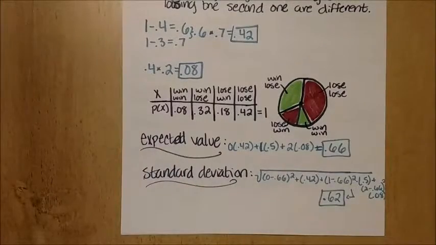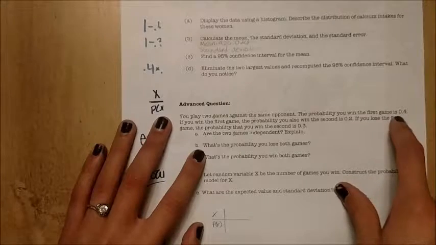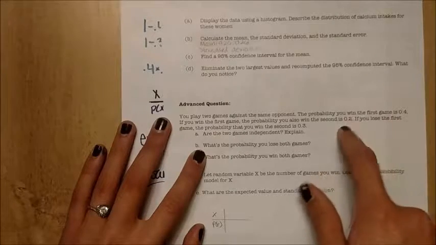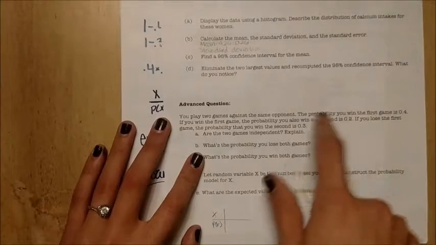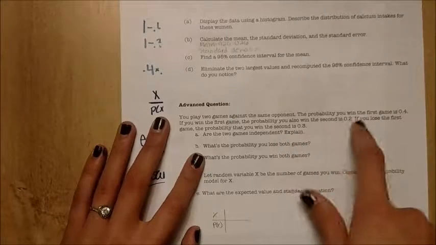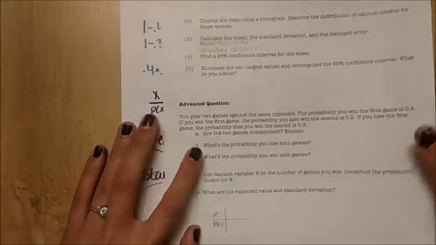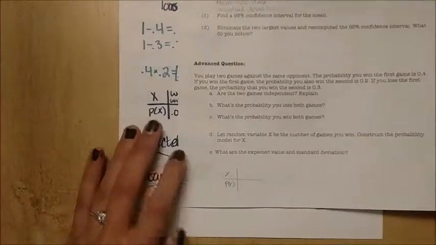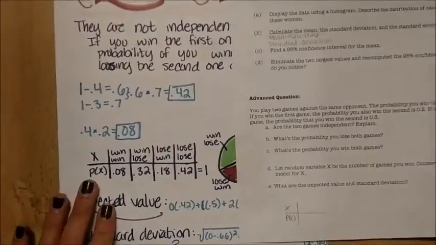So on here it says if you win the first game and then you also win the second, it's 0.2, but if you lose the first game and then you win the second, it's 0.3. So those 2 change, which makes it very dependent on each other. And then our next question is, what's the probability that you would lose both games?